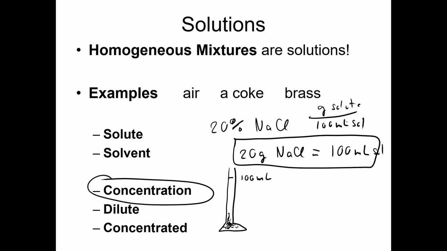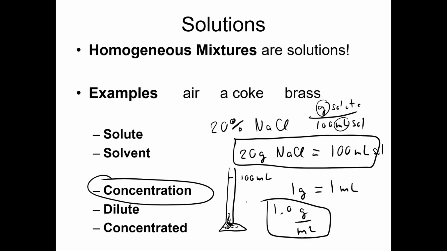And the reason we have two different units here is because we're using a solid as a solute and a volume as a solvent. And so it turns out that 1 gram of water is equal to 1 milliliter of water, and that's because the density is 1.0000 grams per milliliter. So remember, that's the density of water. But that's not very useful, right?